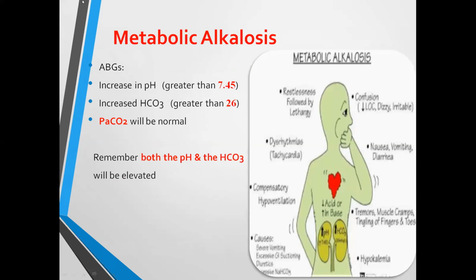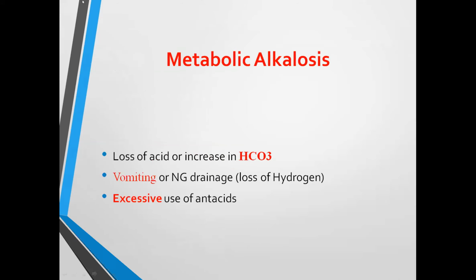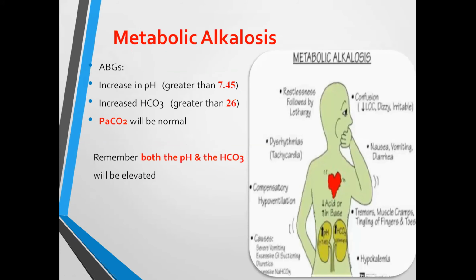Next. Metabolic alkalosis. In metabolic alkalosis, as we already know, in the beginning of the presentation we explained 4 conditions. Initially 2 conditions, that is respiratory and metabolic. And in each, you have 2 conditions. Like in respiratory, you have respiratory alkalosis and respiratory acidosis. The same is in metabolic: metabolic alkalosis and metabolic acidosis.